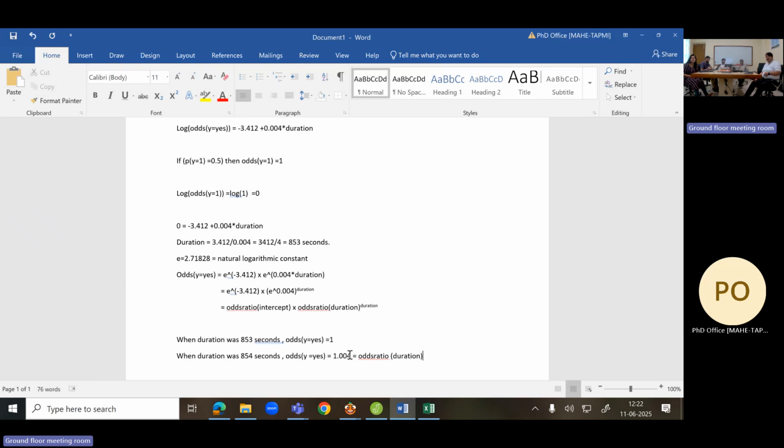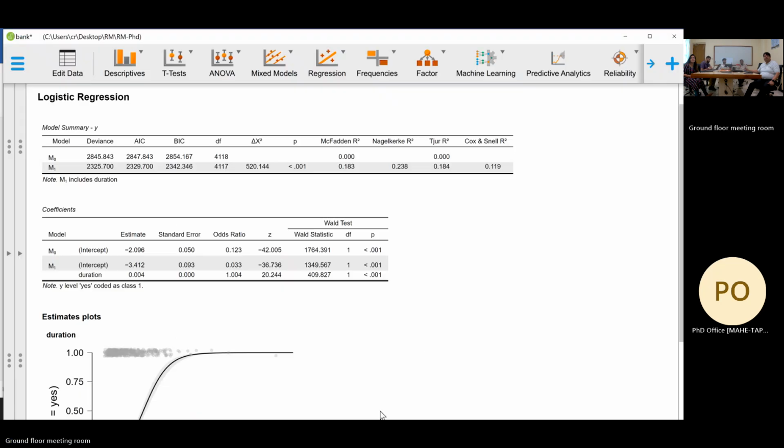In the same way, you can add other variables. Just like we have an R square in linear regression, here we generally use the Nagelkerke R square. It has almost the same interpretation. Here it says 0.183, which means 18.3% of the changes are explained by duration.